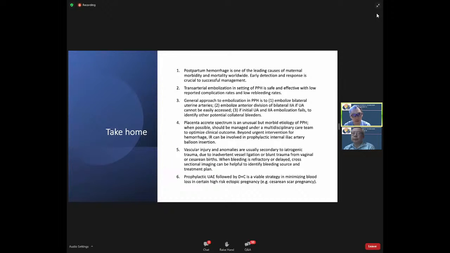when possible, this should be managed under a multidisciplinary care team to optimize clinical outcome. Beyond just urgent intervention for hemorrhage, IR can also be involved in prophylactic internal iliac artery balloon insertion. Vascular injury and anomalies are usually secondary to iatrogenic trauma due to inadvertent vessel ligation or blunt trauma from vaginal or cesarean births. When bleeding is refractory or delayed, cross-sectional imaging can be helpful to identify bleeding source and also to formulate a treatment plan. Finally, prophylactic uterine artery embolization followed by D&C is a viable strategy in minimizing blood loss in certain high-risk ectopic pregnancies. Again, this would be discussed on a case-by-case basis based on center expertise.